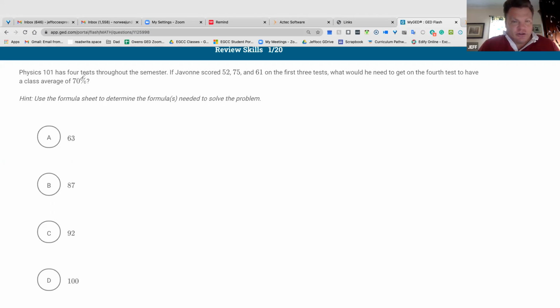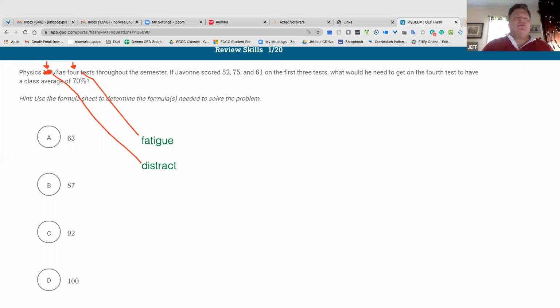A couple things first when we look at this question. GED does some things that are tricky. Sometimes they'll put in a number that doesn't mean anything. Physics 101 is the name of the class, but it might tempt us to think we have to do something with that 101. We don't. So we want to ignore that. Then sometimes they will bury a number we need by writing it out as a word. Fatigue and distract. This is an example of fatigue. This is an example of distract. That is how they do things.